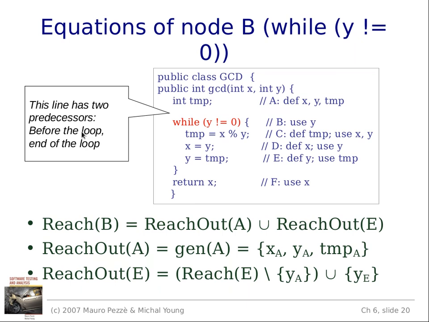But if you add a loop, this line has two predecessors: before the loop and the end of the loop. So you need the reach out of A because that's where it could come from the top, and you need the reach out of E because that's where the loop could come around. So that's the reach: just the reach out of those two lines.